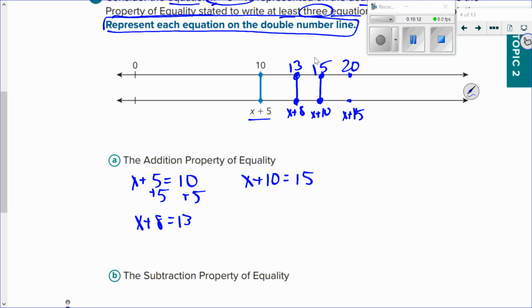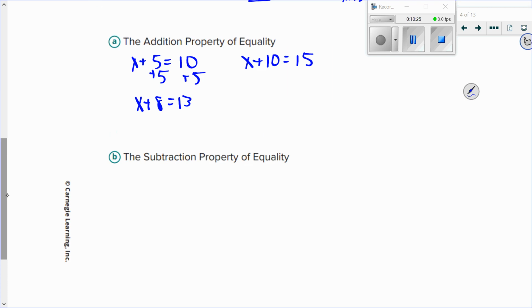So that is just 3 of an infinite number of examples of how I could use the addition property of equality. Subtraction property of equality is exactly the same. The key is, where am I starting? I am starting at x plus 5 equals 10.